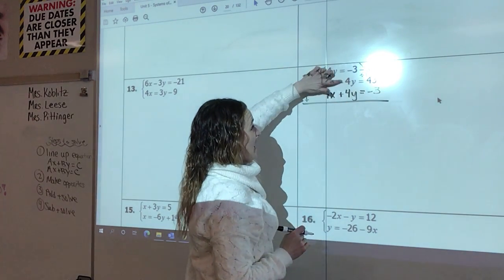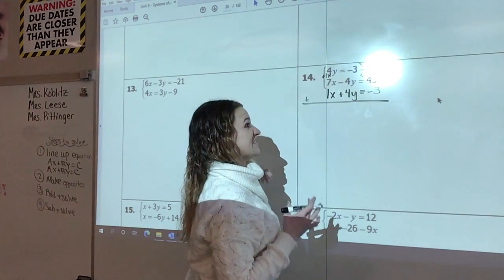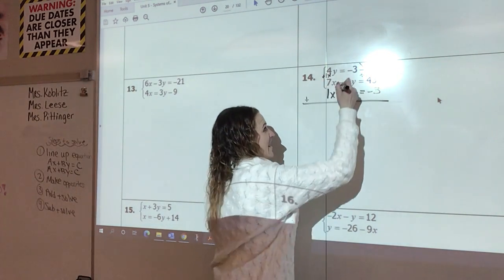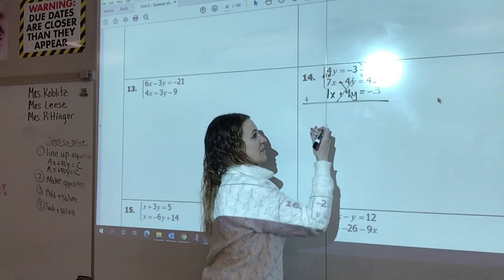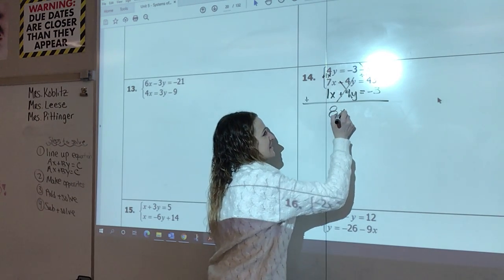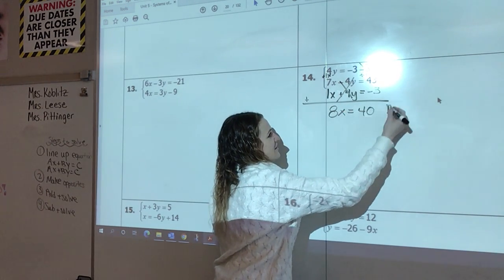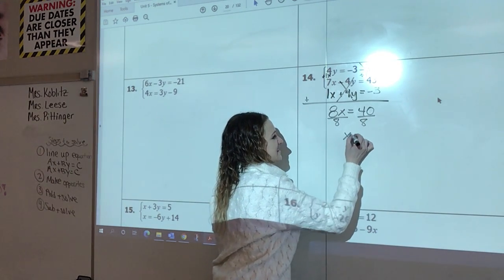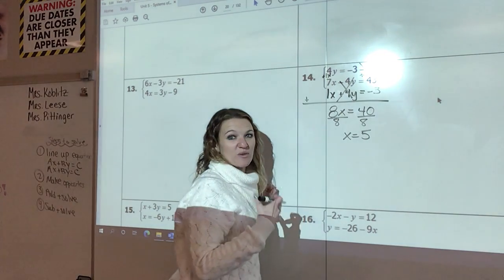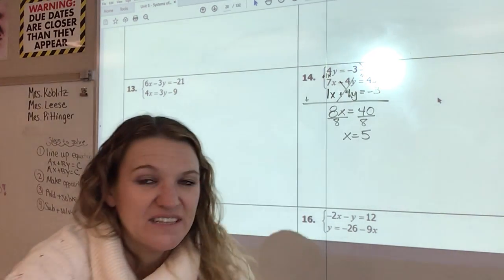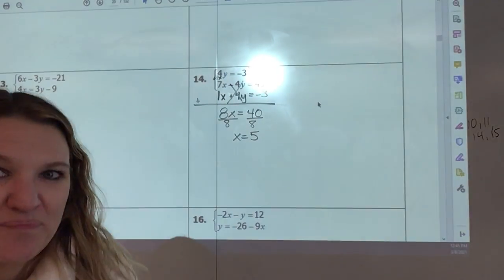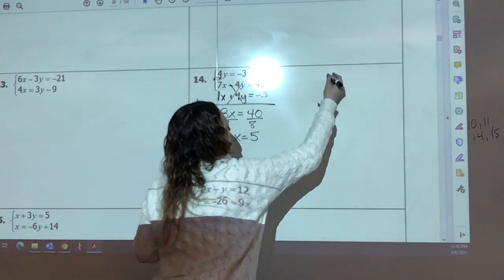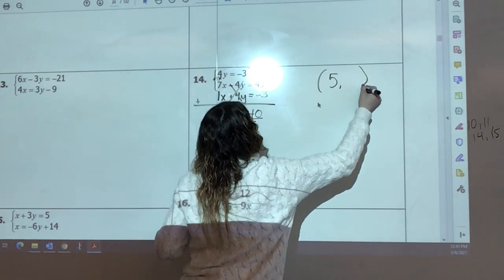I see that I have the positive and the negative 4y, which is excellent. That means I can eliminate right away. Now I'm going to keep adding down, giving me 8x equals 40 when I add those two. And then if I divide by 8, x is going to equal 5. All right, well that's half of my solution. Let's go ahead. I'm going to move this guy over a little bit and plug it back in to solve for my y.